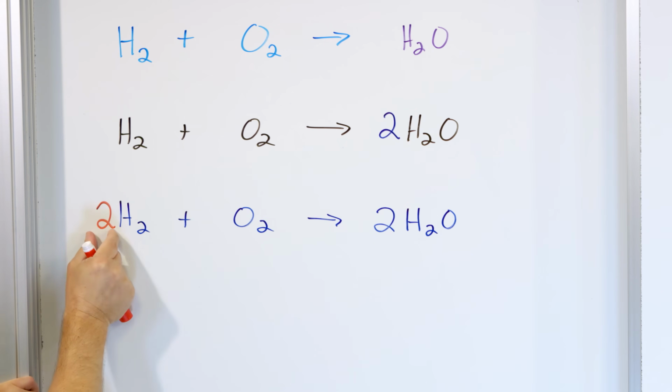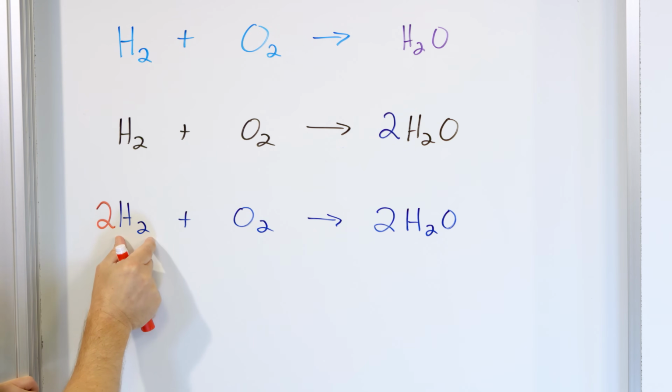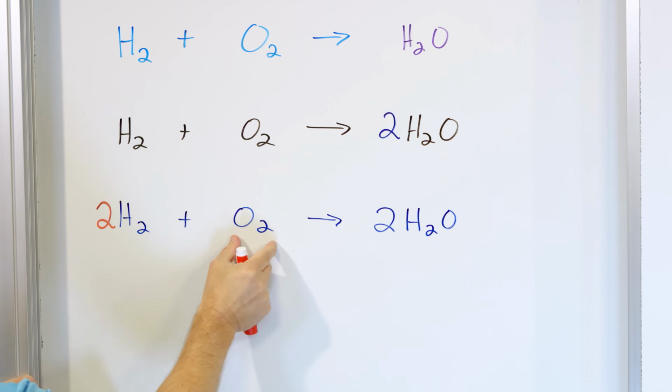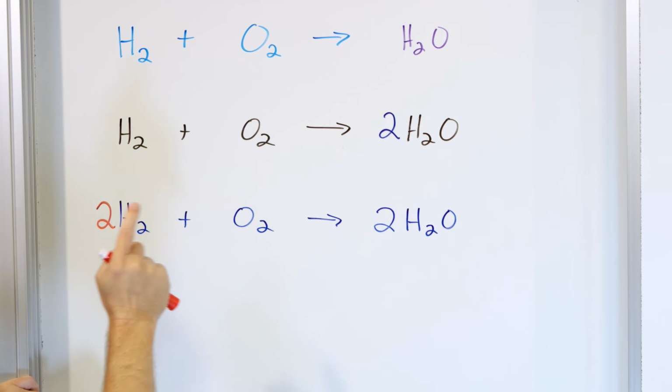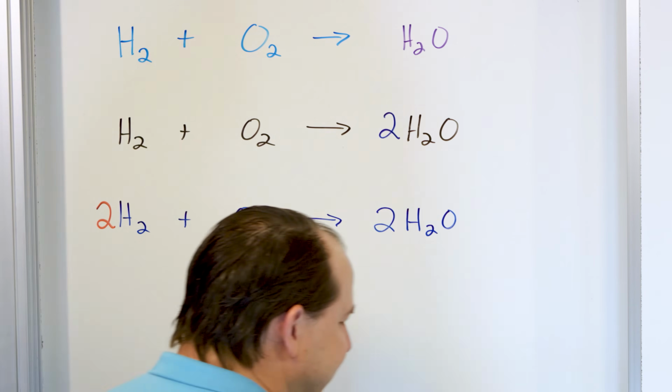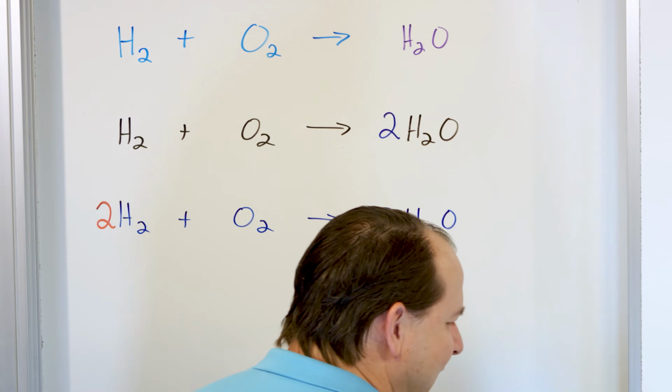What it means is that instead of this happening, what really happens when we form water is the following. 2 molecules of hydrogen, H2 gas, combine with 1 molecule of oxygen, O2 gas, which forms 2 molecules of water. So let's demonstrate how that could possibly work.